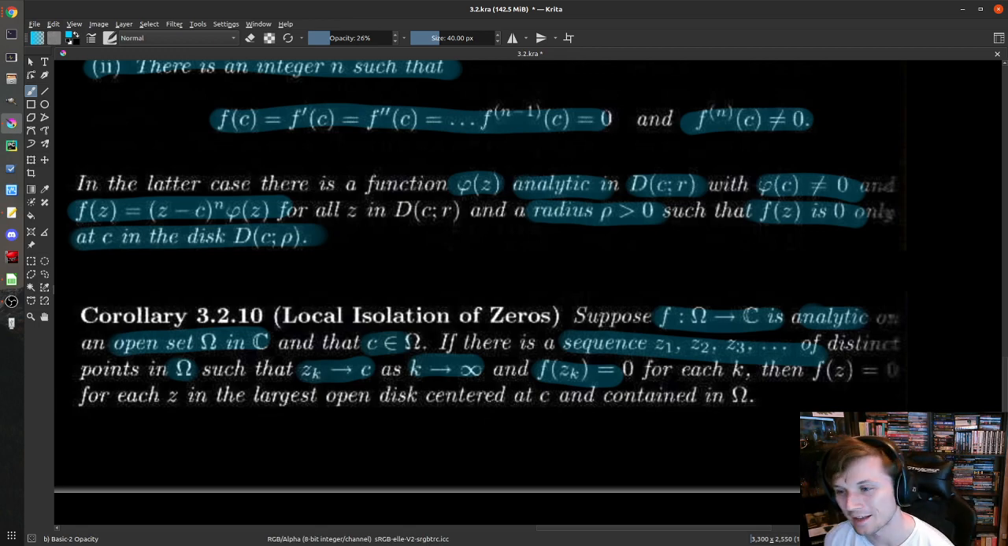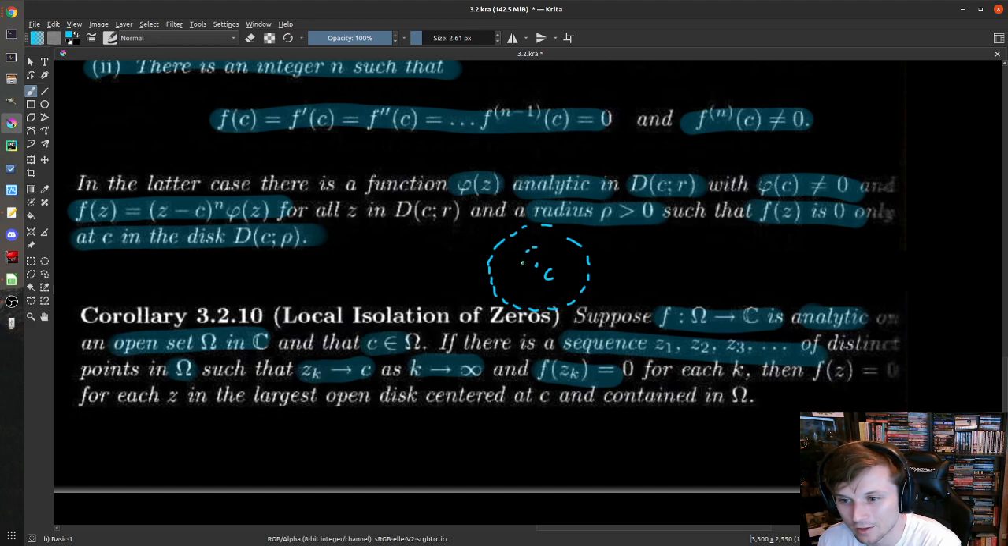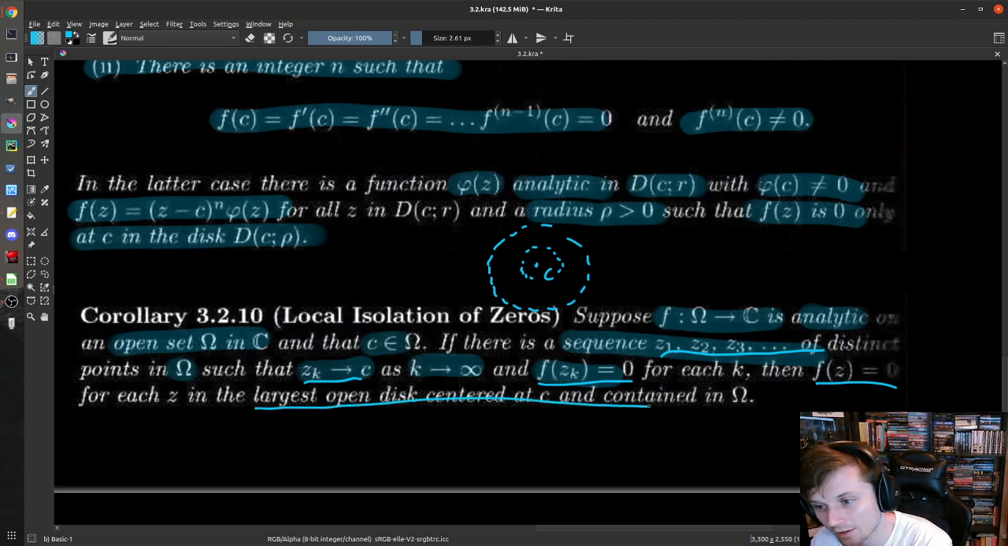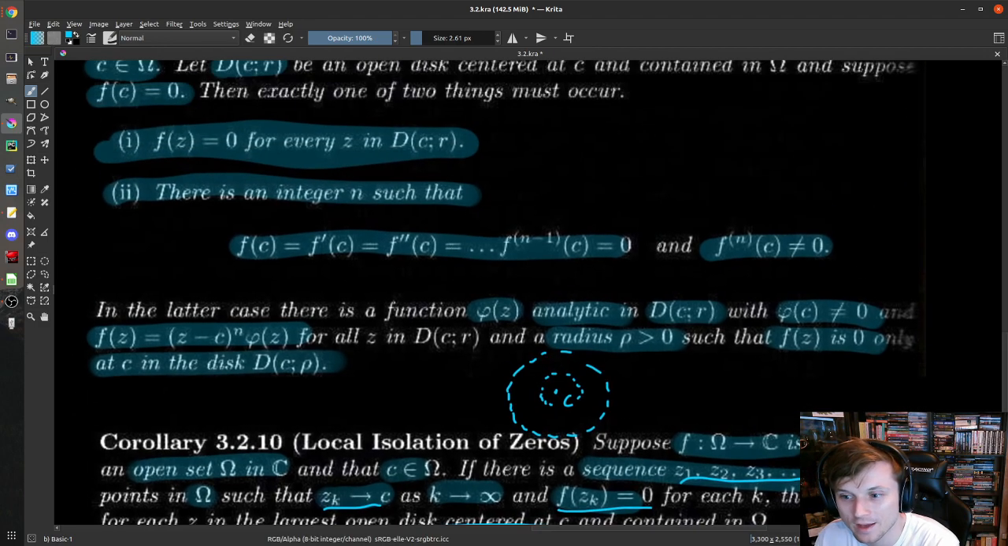It's not even just the case that I can grab a point C, with a zero of order n, and I have my disk of radius r, and then my disk of radius rho around C. It's not just a case that it's going to be 0 in here, but if I can find any sequence of distinct points that converge to C and on which f is 0, then f is 0 on an entire disk, not even just on someone inside of it, but on the largest open disk centered at C contained in the domain of analyticity. Kind of nuts.